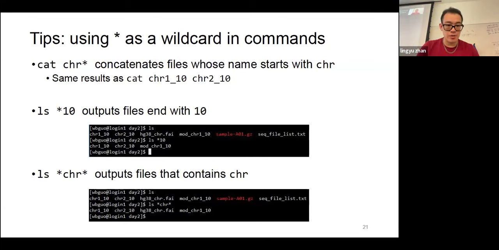Oh, and I want to mention another thing: the star wildcard character, as I mentioned, can match any character any number of times, which includes 0. So in this case, if I'm doing chr star, and it's just chr without anything after it, it will still be matched. So it's 0 or more times.